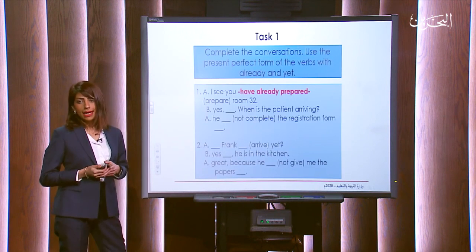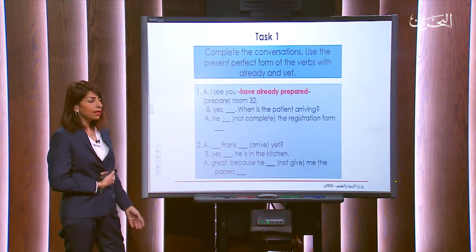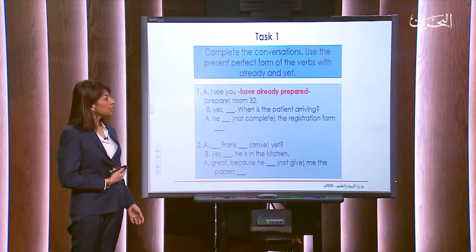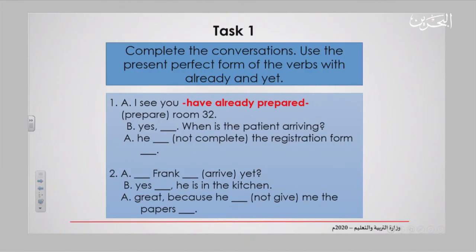Let me give you this task to check your understanding. I'll ask you to complete the conversations. Use the present perfect form of the verbs with already and yet. You have two conversations between A and B. Again, the same case with A and B in the second conversation.